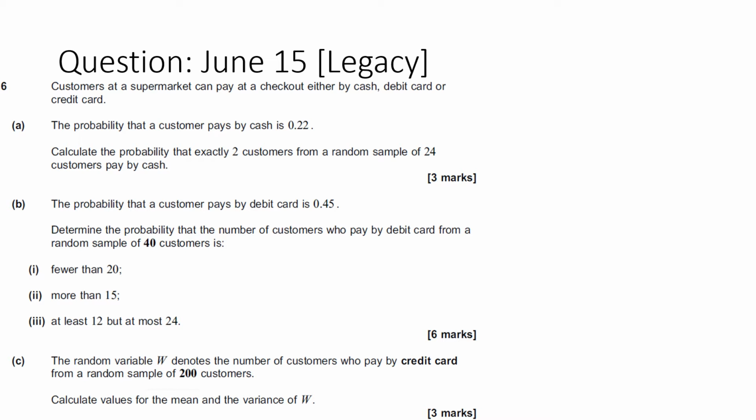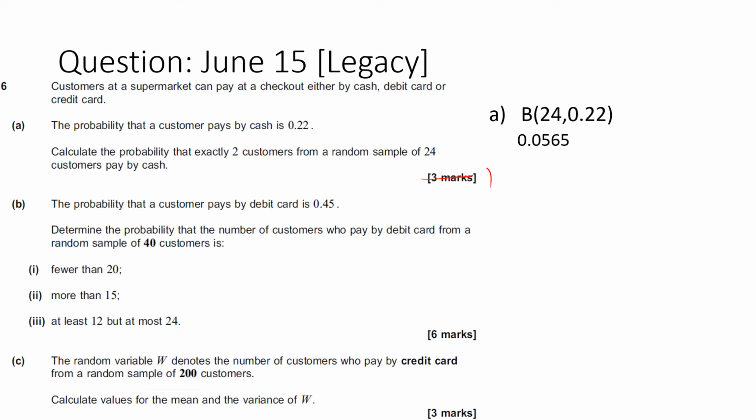Okay, here we go. So, cash 0.22. Sample 24. So we've got a number of trials 24 with a probability 0.22. If we go BPD with 24 and 0.22, that would be worth a nice 1 marker. That would be 0.0565.